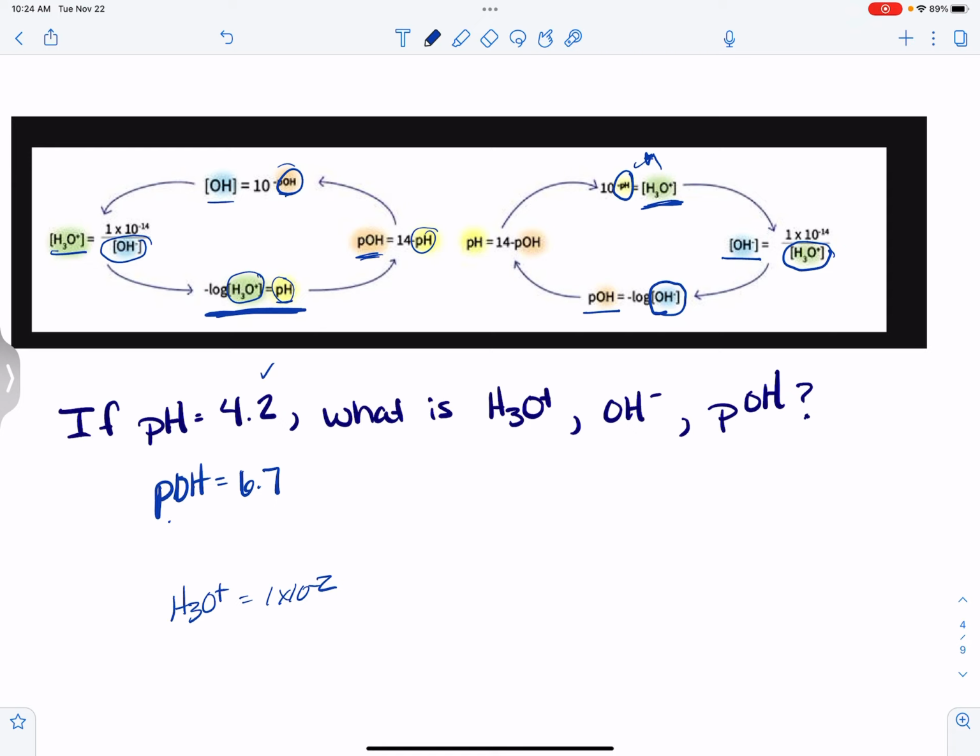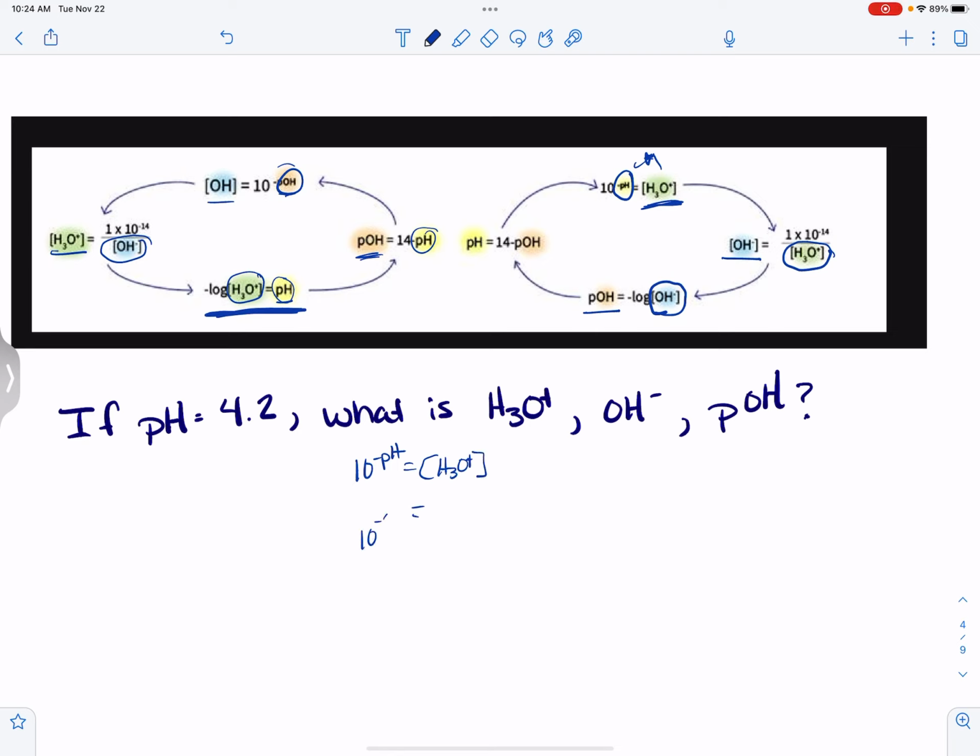So let's use the right circle and help us get through one of these, and then you can practice it a few times on your own. And if you don't like the circles, you can just remember the equations and use the equations as you need, and that's totally fine too. So what is the H3O plus? To get to the H3O plus, 10 to the negative pH is equal to the H3O plus concentration.